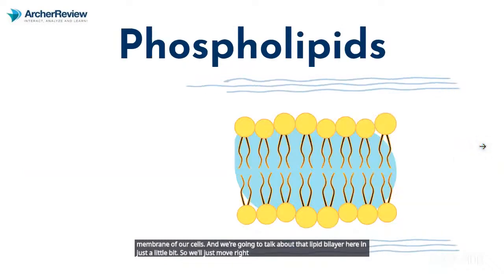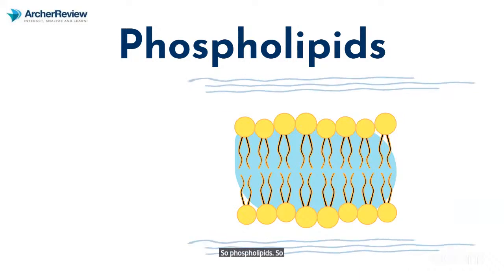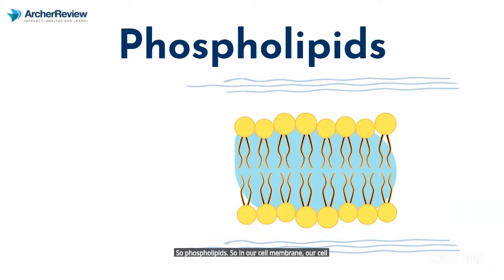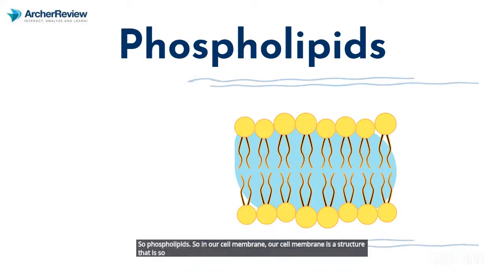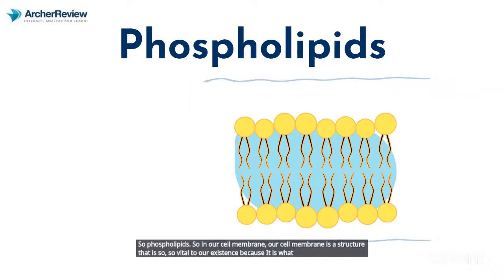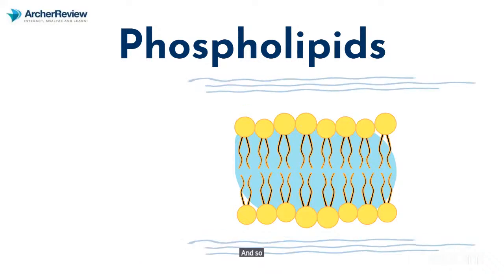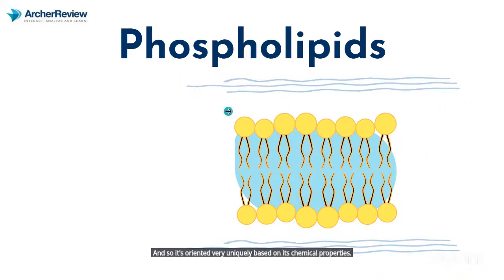And here it is. So phospholipids. In our cell membrane is a structure that is so vital to our existence because it is what determines what enters and exits our cells. And so it's oriented very uniquely based on its chemical properties. And so let's take a look at this.